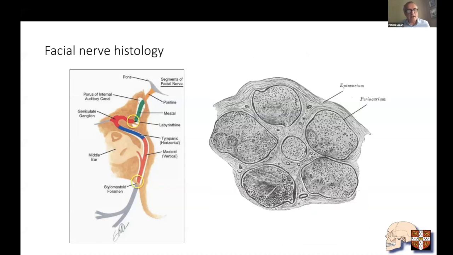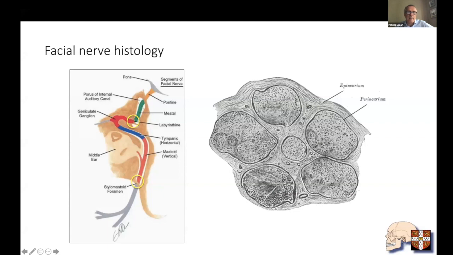So this is my only slide on histology, be pleased to hear. The facial nerve, as it crosses the cerebellopontine angle and the internal auditory meatus, does not have an epineurium. And when you're operating in this area and you come onto the facial nerve, it's like operating on wet tissue paper. It's very, very delicate. And although relatively robust to compression, it's very easy to evoke some damage.